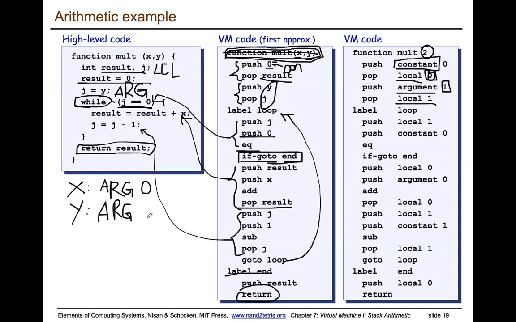Then I move forward to look at push 0. This 0 is a constant, so I will put constant 0. This is the first segment. It doesn't mean 0 here, okay? This means the first memory in the constant portion, I will put 0 there. Then I move forward to look at my virtual machine code first approximation.